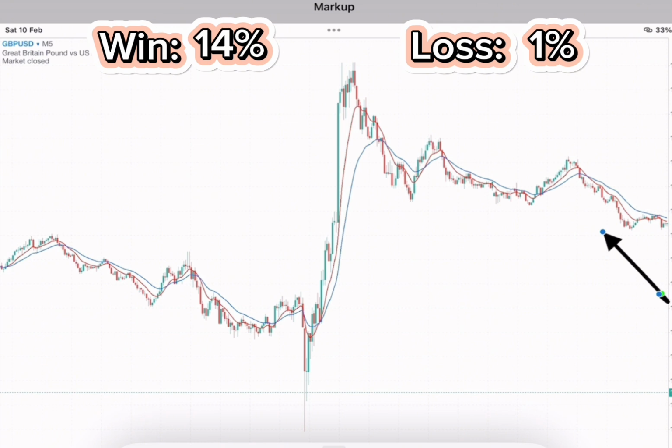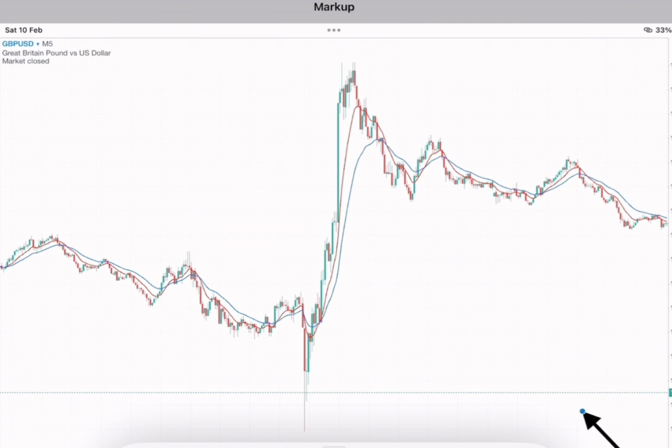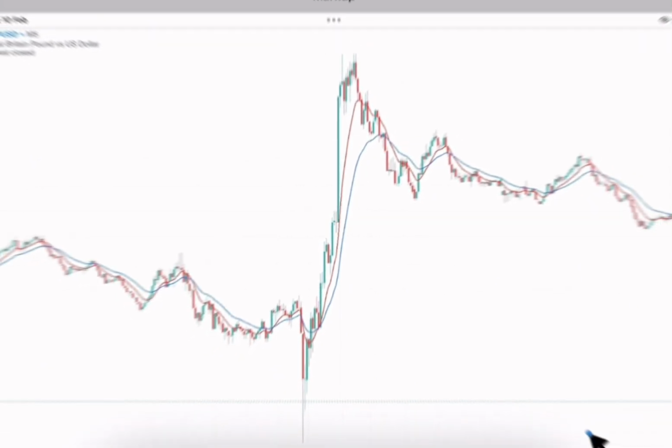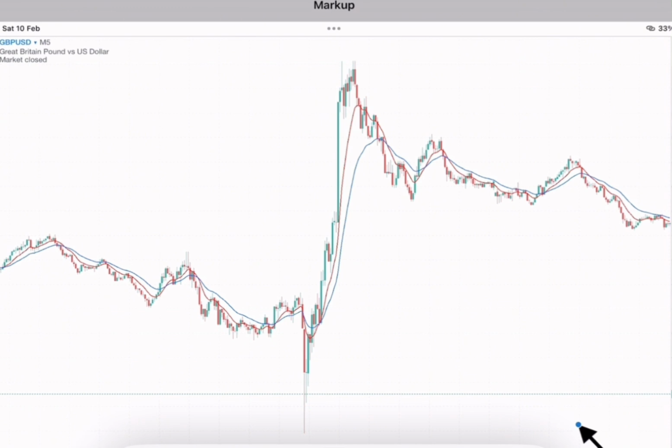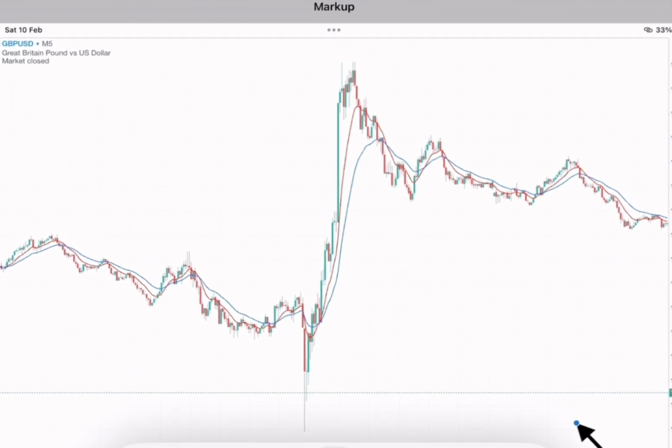So it is clear that this strategy is very profitable. But the advice for you is to backtest the strategy before you use it. Once you see a strategy has above 50% win rate, it shows that the strategy is profitable, especially when its risk to reward is 1 to 2 or higher than 1 to 2.